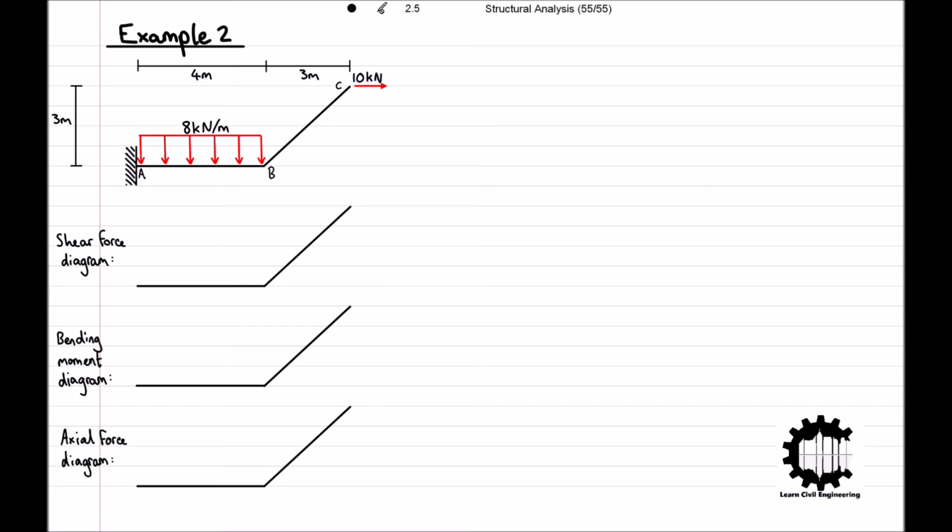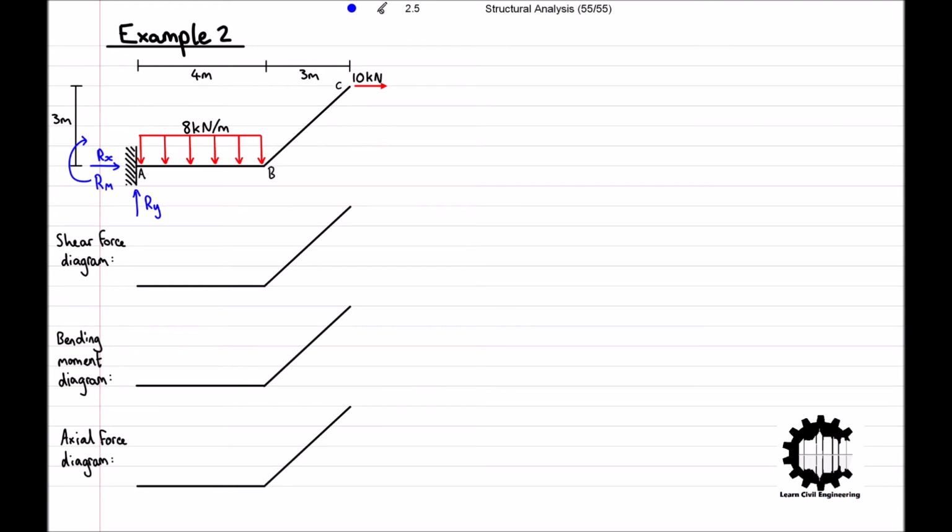Okay, welcome back if you did attempt this on your own, but now let's go through it together. We will start off by calculating the support reaction forces. For this structure, we only have one support, which is fixed, and therefore we will get a horizontal and vertical reaction force and a reaction moment.